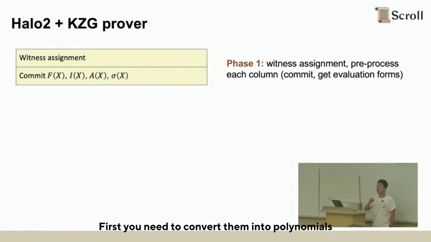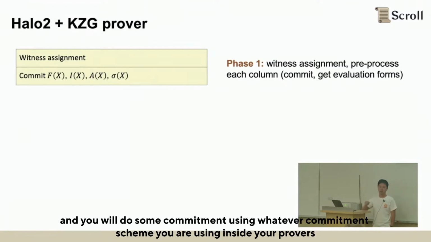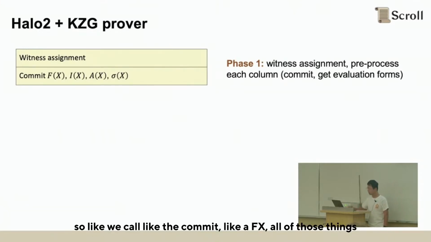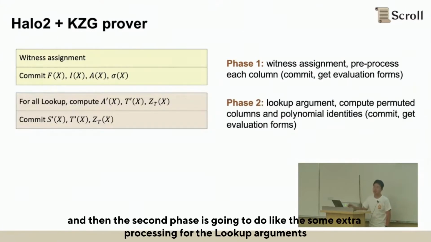You first need to convert them into polynomials, and then you will do some commitment using whatever commitment scheme you are using inside your provers. So we call the commit, the f(x) at all of those things.